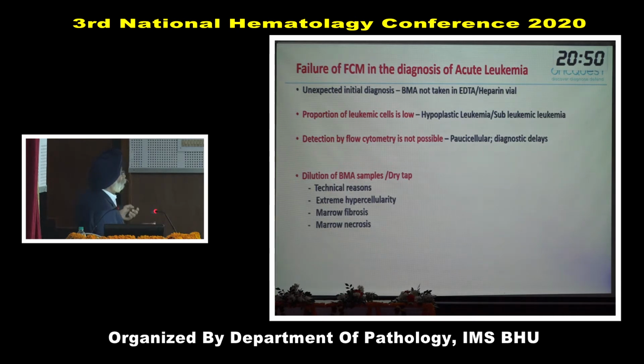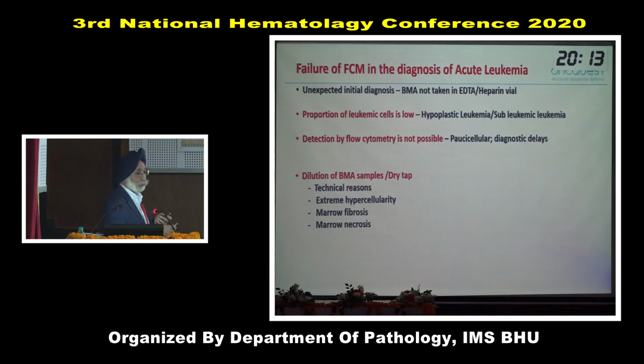Then paucicellular diagnosis. Cells are very, very few. Now what happens when the leukemic cells are low? It may be hypoplastic leukemia, or it may be subleukemic leukemia. Or what happens is, there is an extensive marrow fibrosis where the leukemic cells are trapped and they are not aspirable. Since they are not aspirable, the clinician keeps on saying the patient has pancytopenia, thrombocytopenia, yet we are not able to give a diagnosis because the flow is not coming out properly because of the inadequate number of cells.